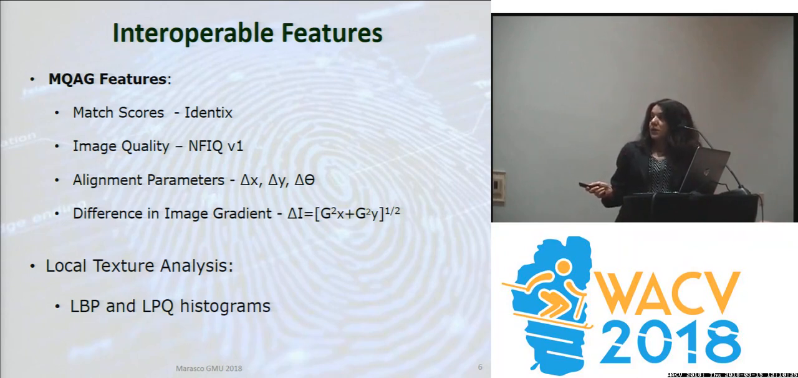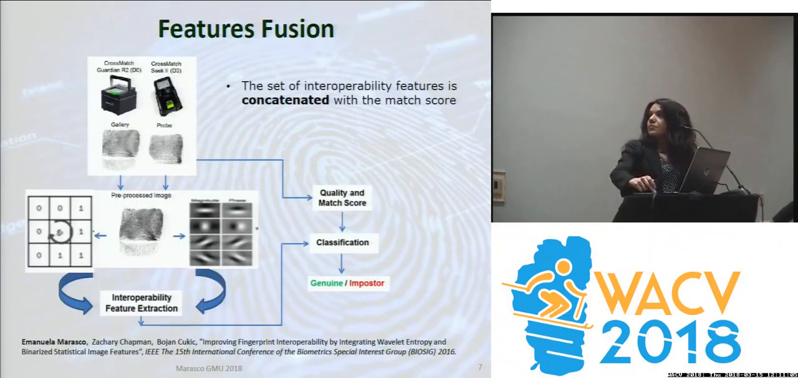Alignment parameters, so the alignment does impact, so we wanted to use the output of the Hough transform, which is actually, the goal is to compensate linear transformation, while we are talking about non-linear deformation to be mitigated. And then the image gradient, so we consider the difference. So this is the preliminary feature set that we evaluated, and then in this specific paper we add more details about differences in texture. Specifically, we present results by combining local binary pattern and local phase quantization histograms.